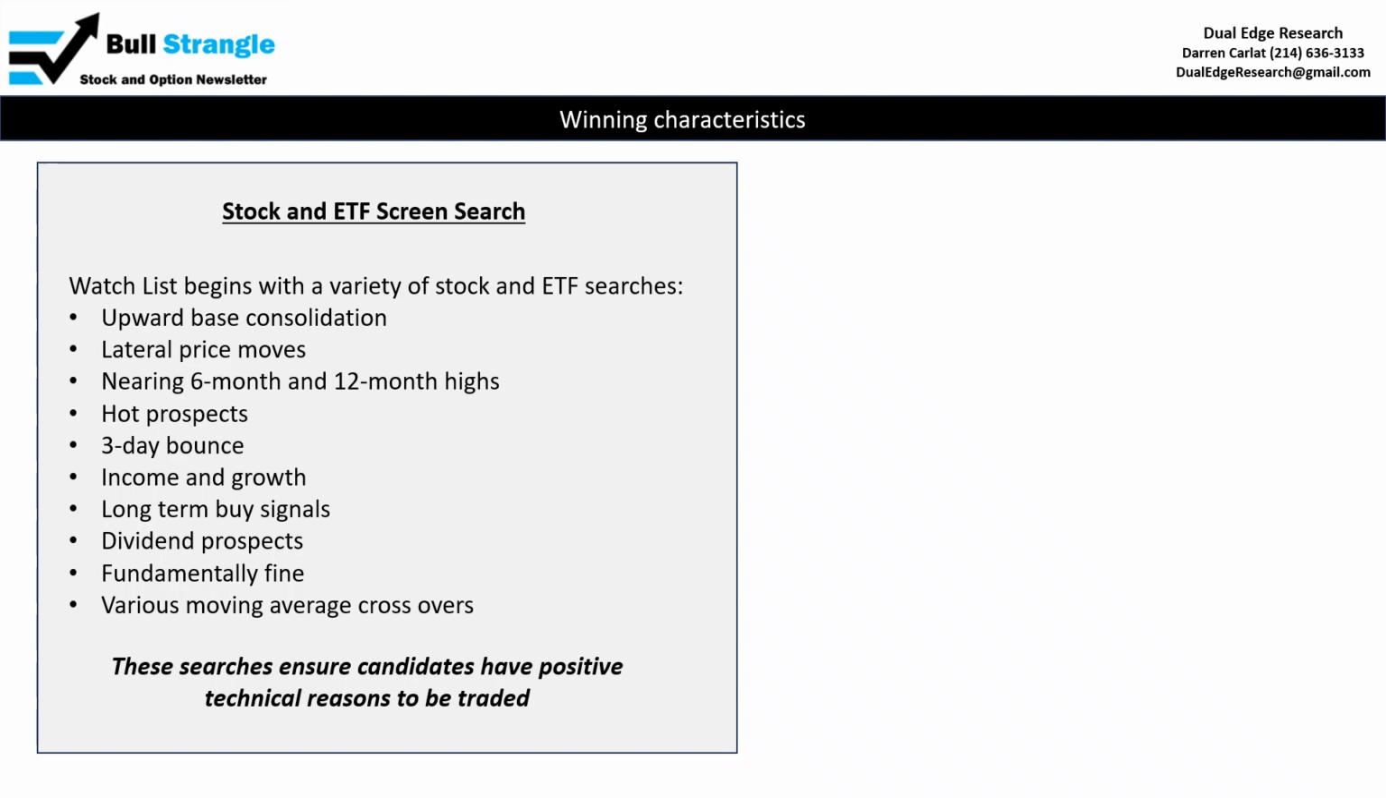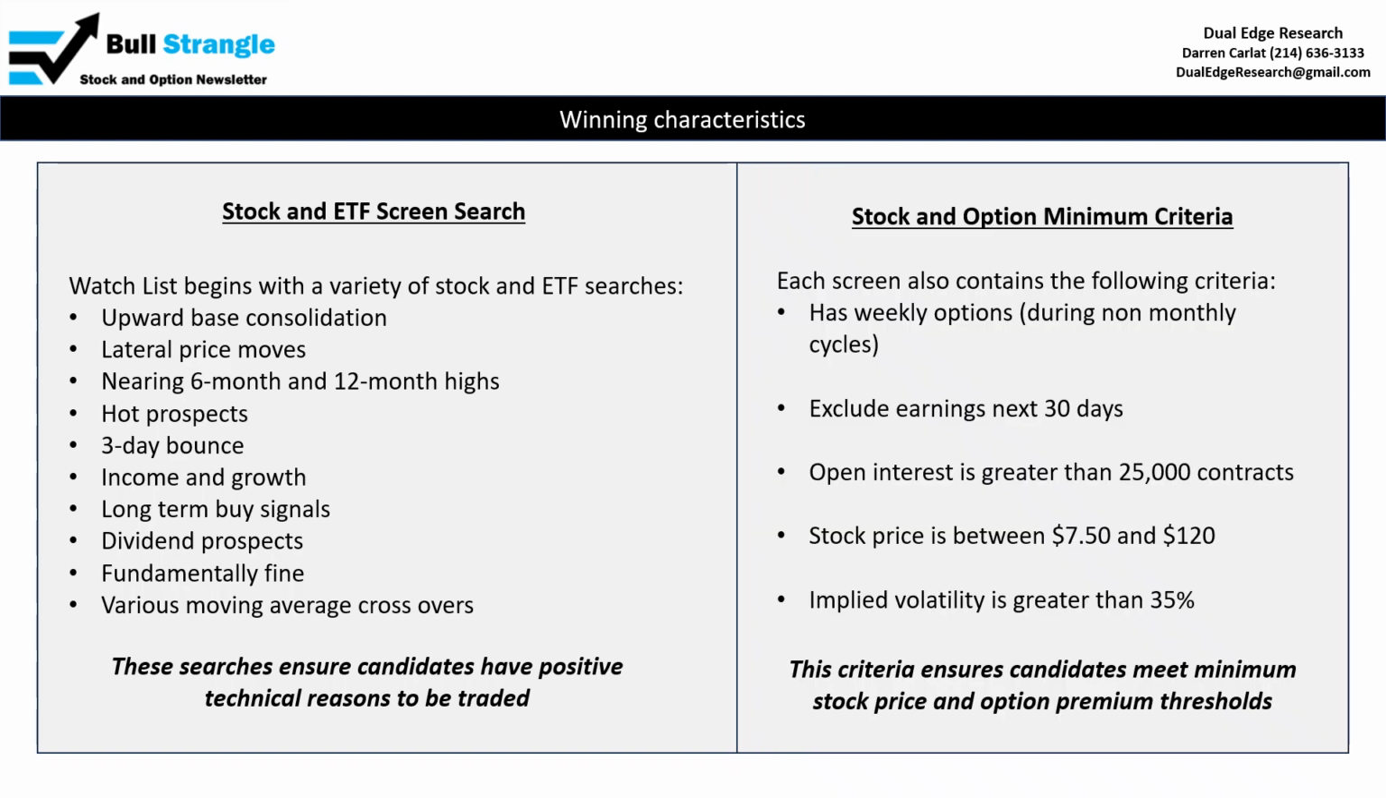But included in the search that is off to the left are these criteria on top of that. So this criteria applies to each one of these individual searches. First of all, I want to understand if it has weekly options, and this is important during the non-monthly cycles. I'm looking for no earnings for the next 30 days, which takes me out beyond the end of the expiration cycle. Again, we do not want earnings announced while we're holding these positions. And I'll explain why that's important in this video as well.